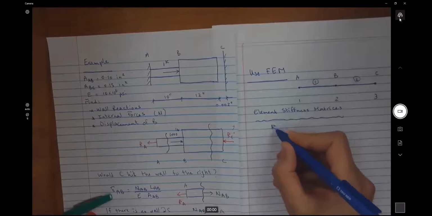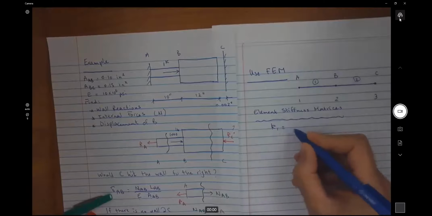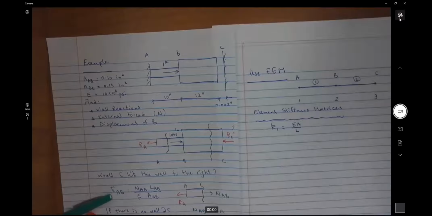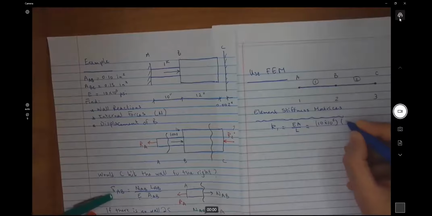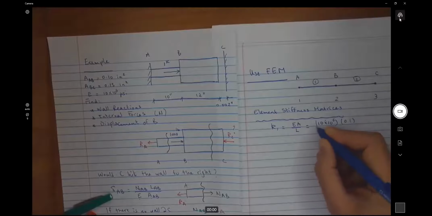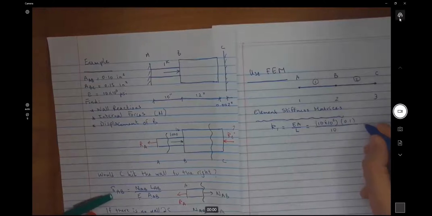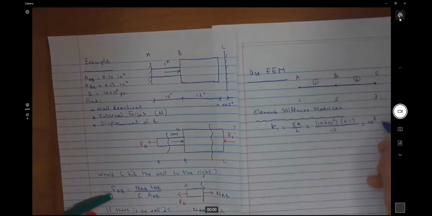So for element 1, my K1 is equal to EA over L, which is equal to E, which is 10 times 10 to the power 6. The area is 0.1, and the length is 10 inches. So I get here 10 to the power 5 pound per inch.